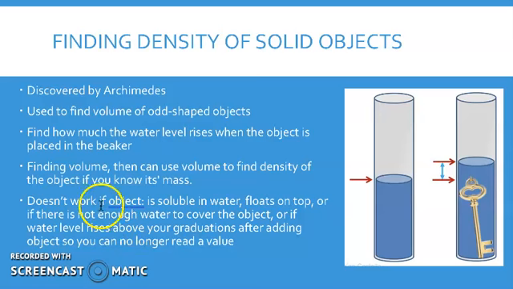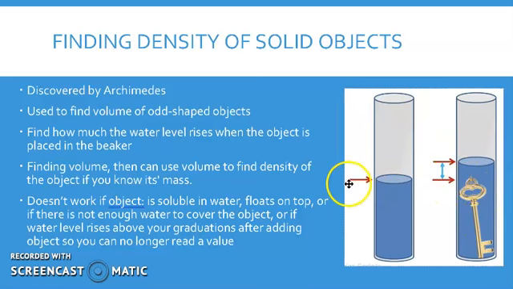So what we do is we use water displacement to find the volume of odd-shaped objects, or in some cases, just because we don't want to have to measure things out with a ruler. You can find the volume, then you use the volume to find the density of the object, as long as you know its mass. So as long as we weigh out this key first and then drop it in the water, we're looking for how much the water level rises.